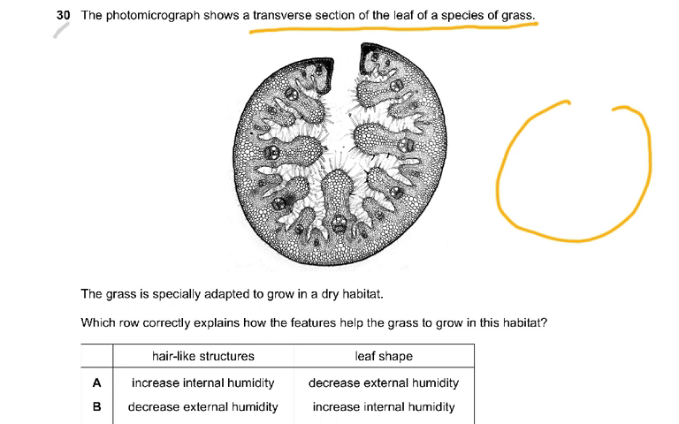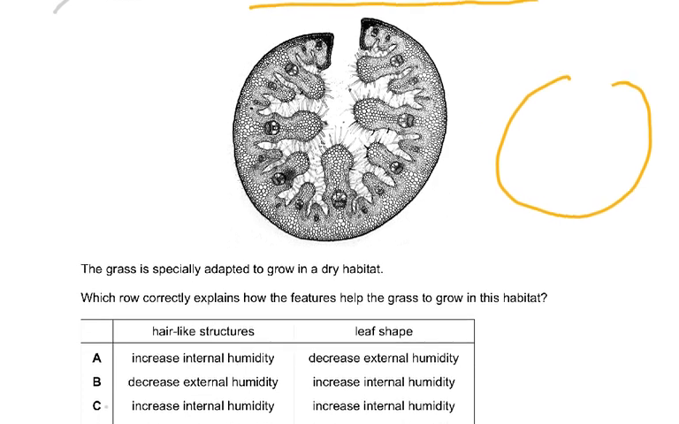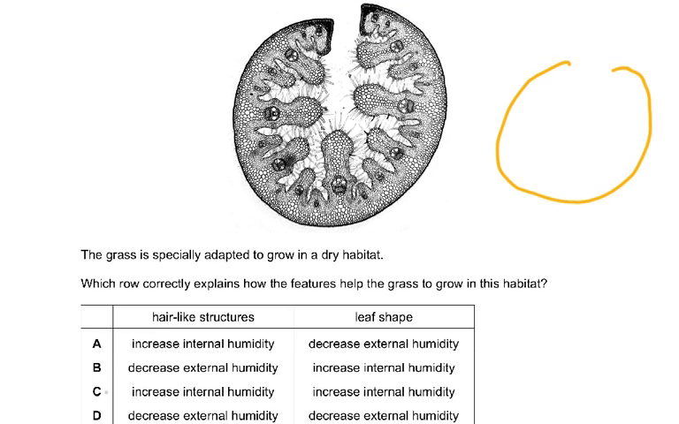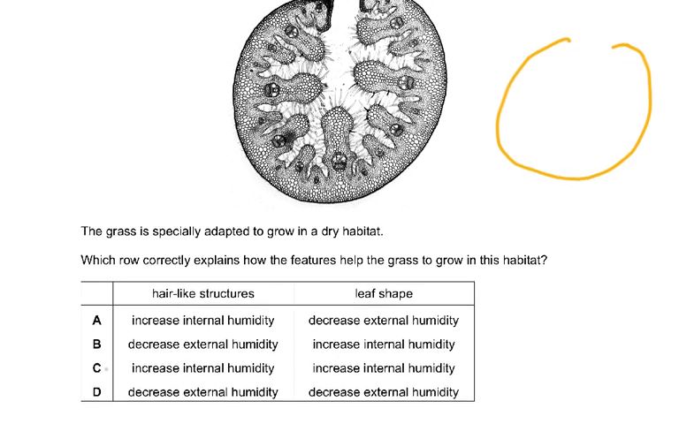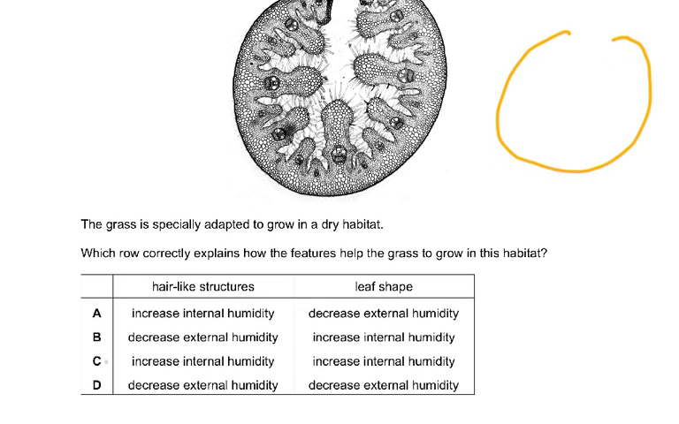Option A: increased hair-like structures increase internal humidity, but the leaf shape decreases external humidity. Well, no, it doesn't decrease external humidity. Then B: the hair-like structures decrease the external humidity. How can the hair-like structures decrease the external? Nothing to do with the external. The external is this side.